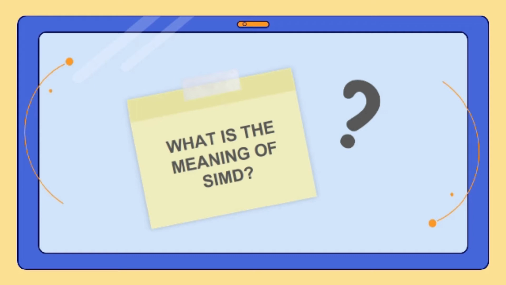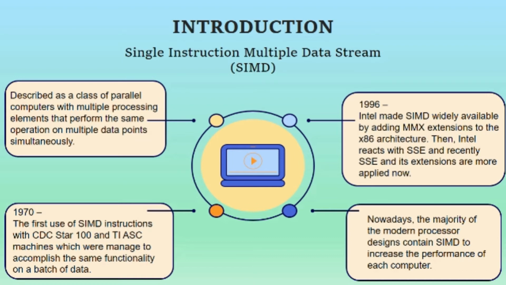Here I am to explain about the introduction of SIMD. SIMD stands for Single Instruction Multiple Data Stream. SIMD can be described as a class of parallel computers with multiple processing elements that perform the same operation on multiple data points simultaneously. In 1970, the first use of SIMD instructions was with CDC*100 and TI-ASC machines that managed to accomplish the same functionality on a batch of data.